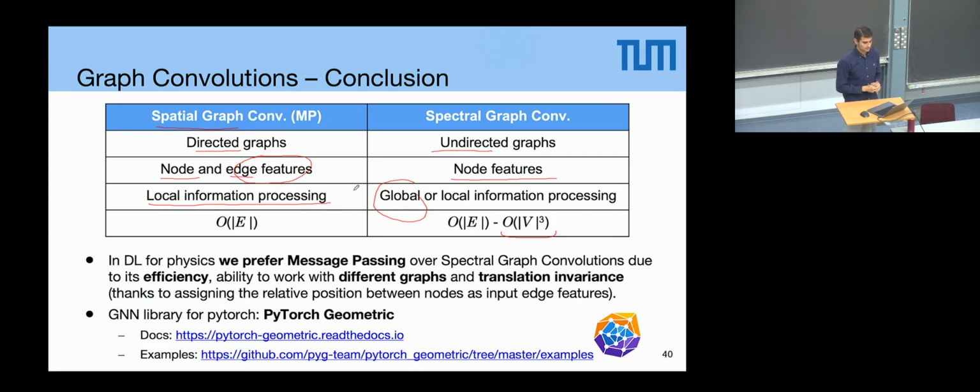That means that the GNN is translation invariant, similar to convolutional neural networks, and one of the reasons for the success of these kinds of networks.